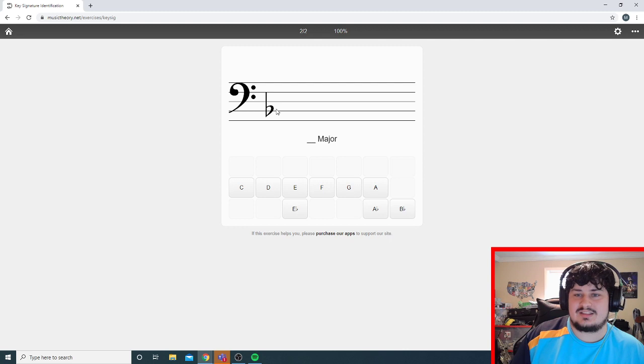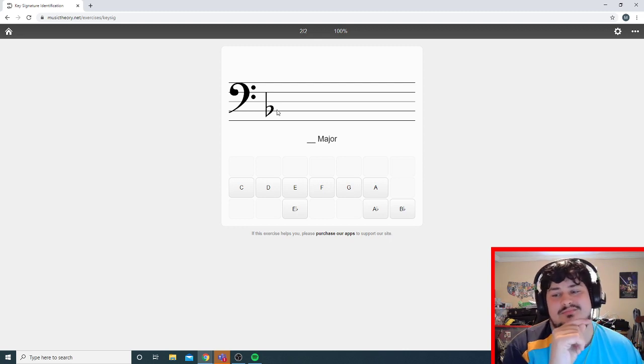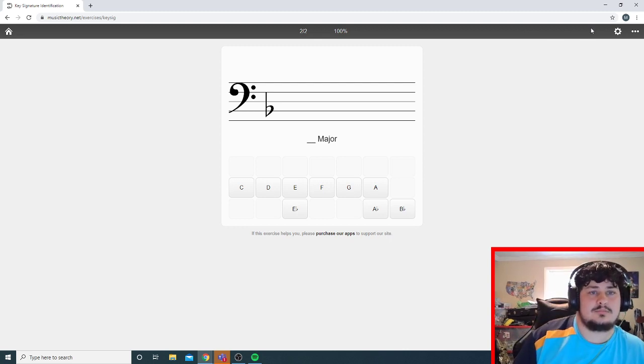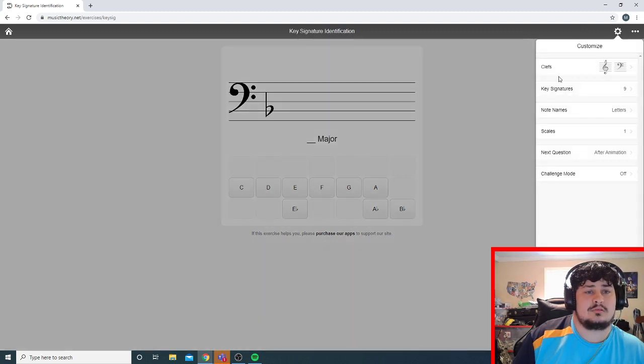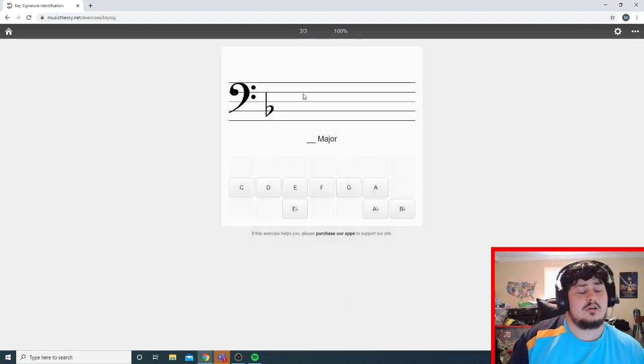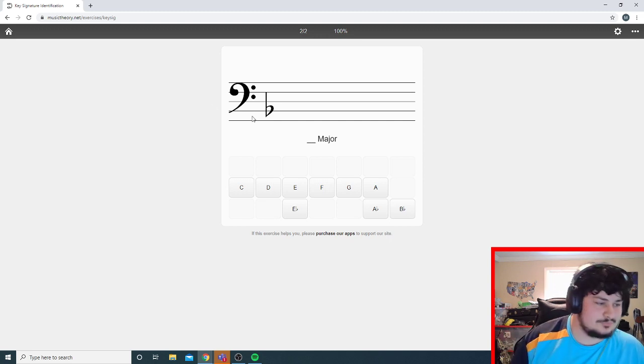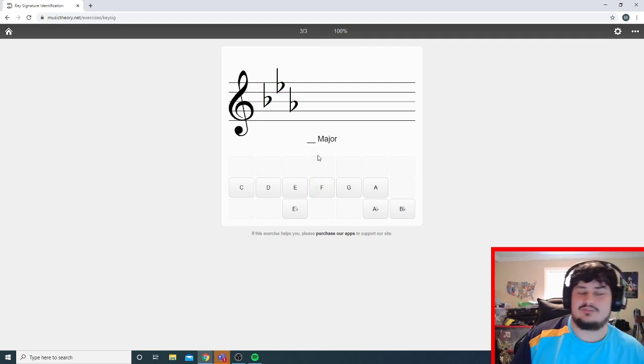If you have one flat, this is the only exception. This is the only exception to the flat rule, and it is F. You can't go back a flat because there's only one flat. So you just have to know one flat is F major. One flat, F major.